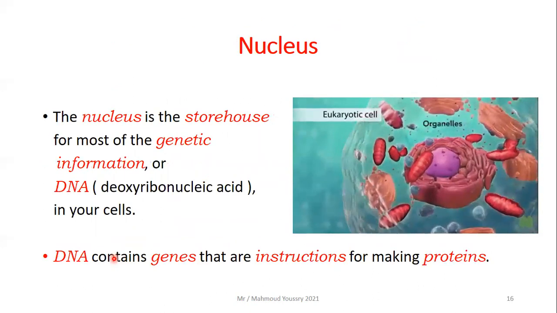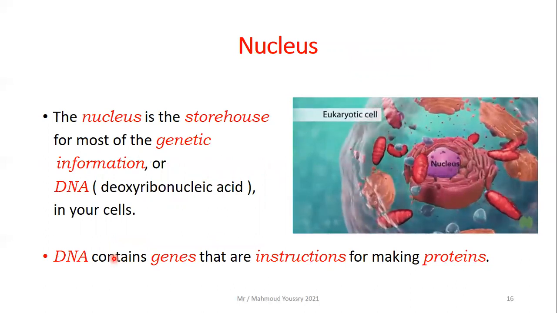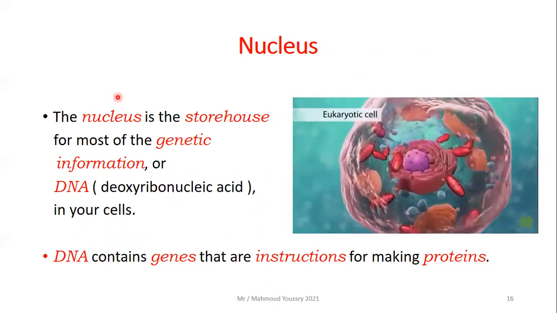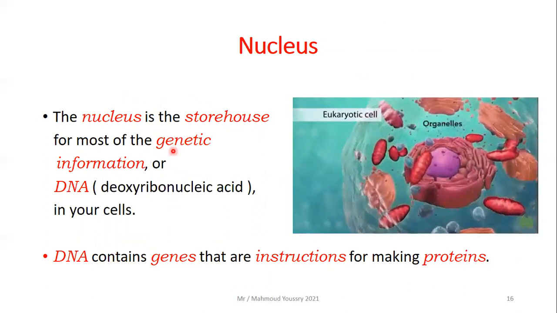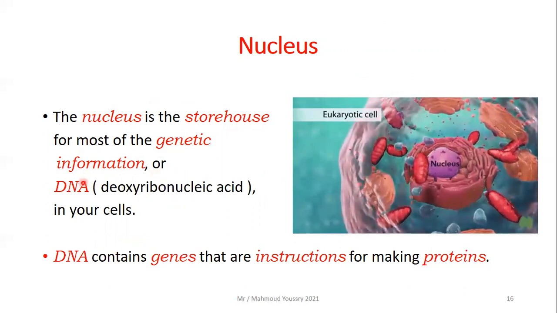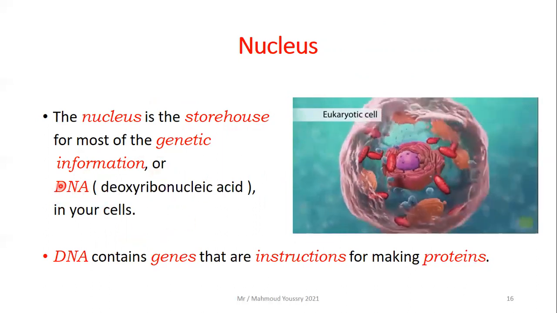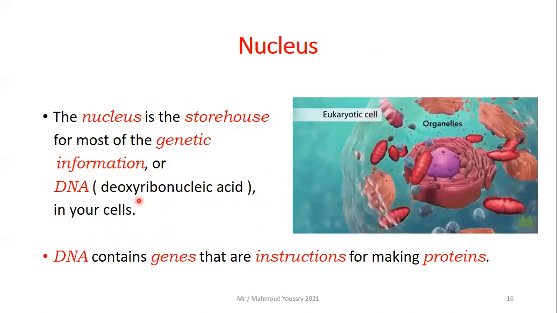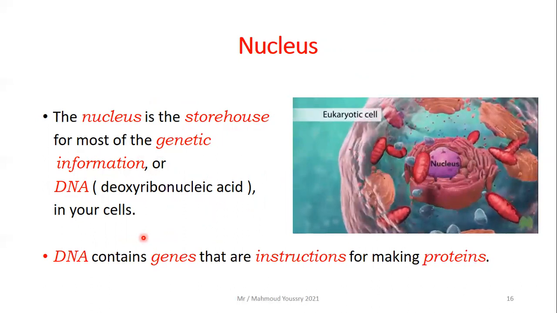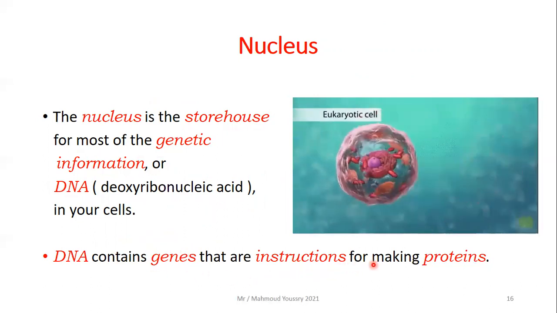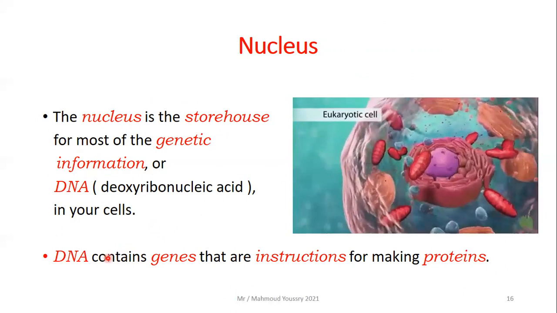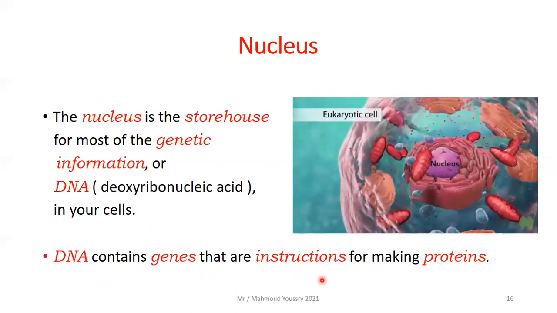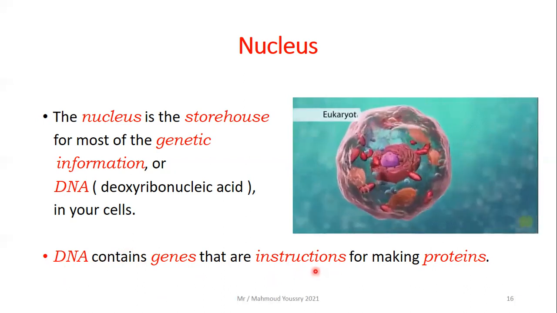Then we reach the largest and the most important organelle in any eukaryotic cell, which is the nucleus. The nucleus is the storehouse for most of the genetic information, or DNA, in your cells. DNA is an abbreviation for deoxyribonucleic acid. DNA contains genes that are instructions for making proteins, the way to make proteins.